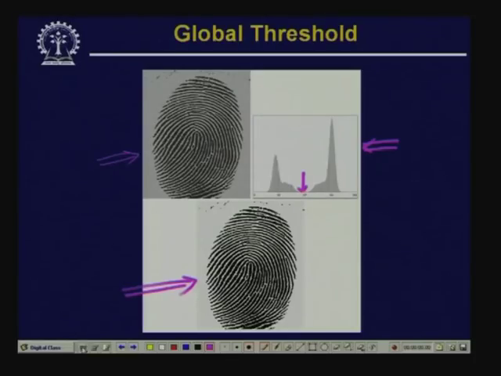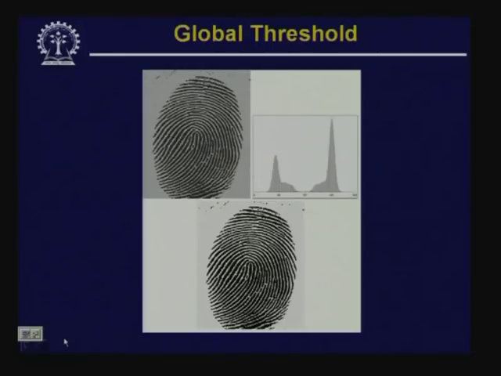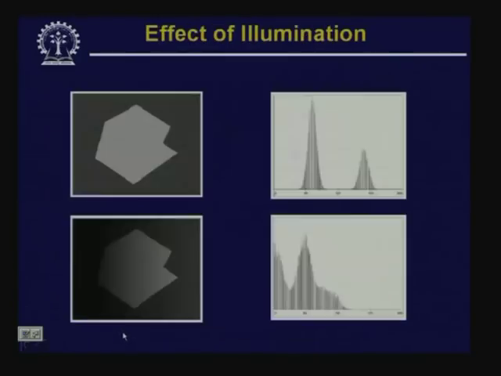Now, in this particular case, global thresholding will give you a very good result if the intensity or the illumination of the scene is uniform. But there may be cases where the scene illumination is non-uniform, and in such cases, getting a global threshold which will be applicable over the entire image is very, very difficult. So, let us take one particular example.